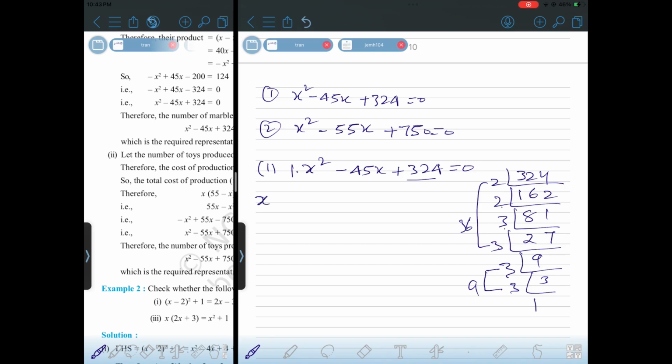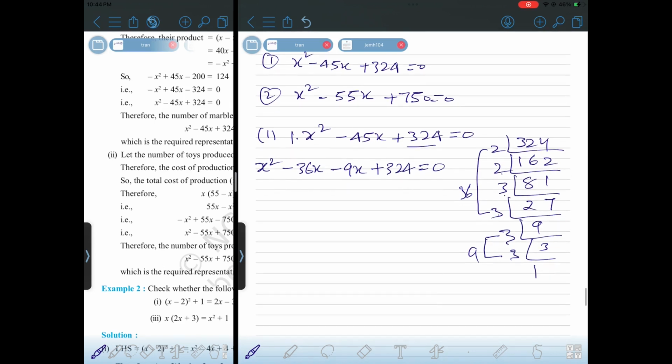So what can we write? We can write x square minus 36x minus 9x plus 324 is equal to 0. Okay, so we got these factors of this number, and we found that if we sum minus 36x and minus 9x, that gives us minus 45x, and once we multiply both these terms, we get 324x square, right? So that's why we have done it like this.